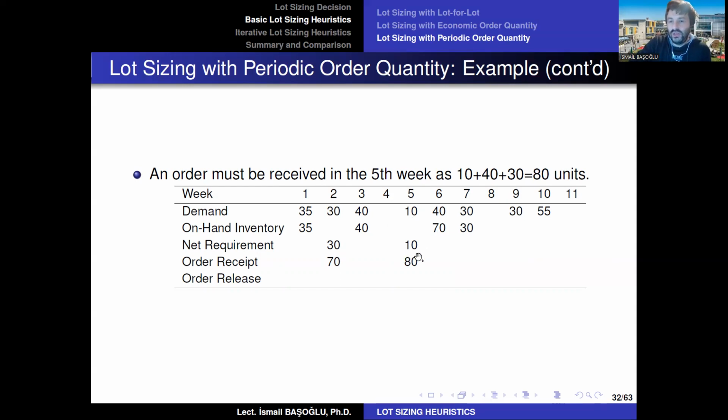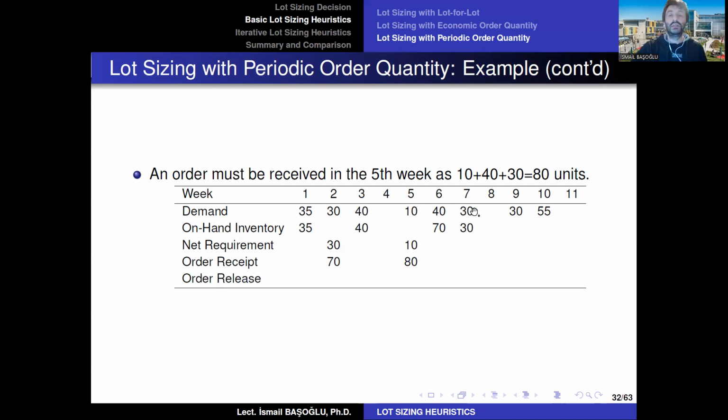Now, at this point, we need to plan another order receipt, but that quantity will be different from 70 this time. Why? Because at this point, the total net requirement in the following 3 weeks will be 10 plus 40 here, plus 30. So we need to plan an order receipt of 80 units. It will meet the net requirement of the fifth week, and 70 units will be carried to the sixth week. And it will meet the demand of the 6th week. 30 units will be carried to the next week, and it will meet the demand of the 7th week.